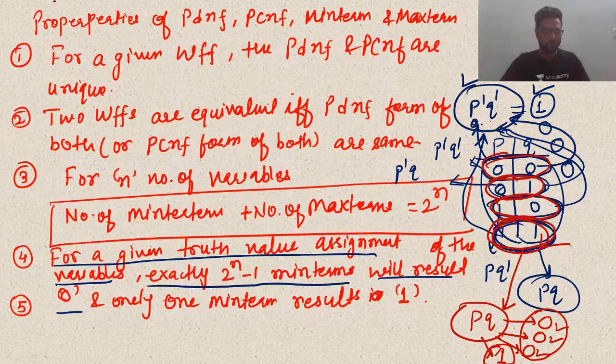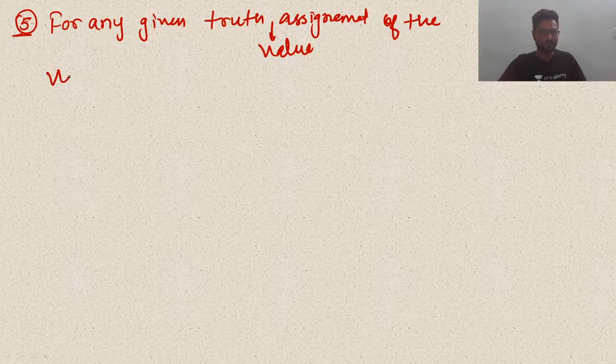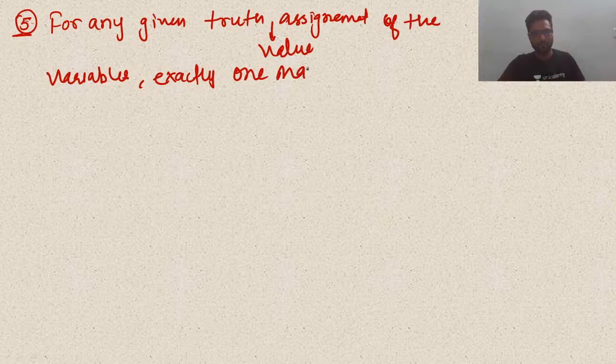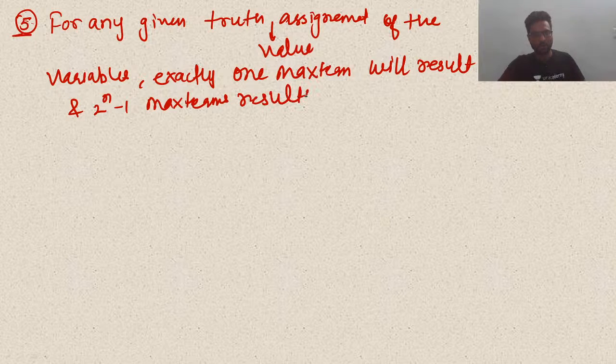Okay, so write down the next one, that is the fifth one. Similarly, we can say that for any given truth value assignment of the variables, exactly one max term will result in 0, and 2 raised to power n minus 1 max terms will result in 1. So let us take another example.